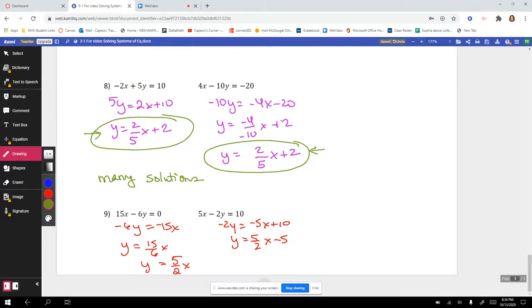Last one, number 9. Again, I put this in slope-intercept form. Their slopes are the same. Their y-intercepts are different. This one doesn't have a y-intercept. It starts at the origin. And this one has a y-intercept of -5. So these are parallel lines. There is no solution because they never touch.